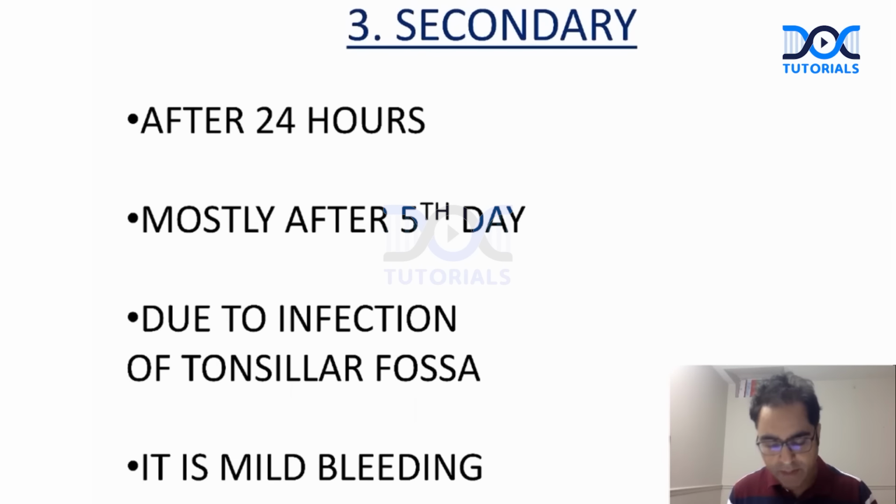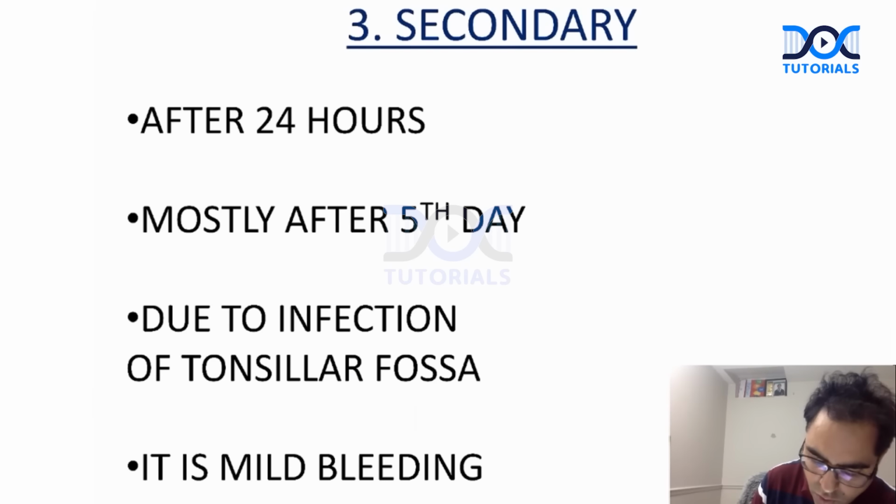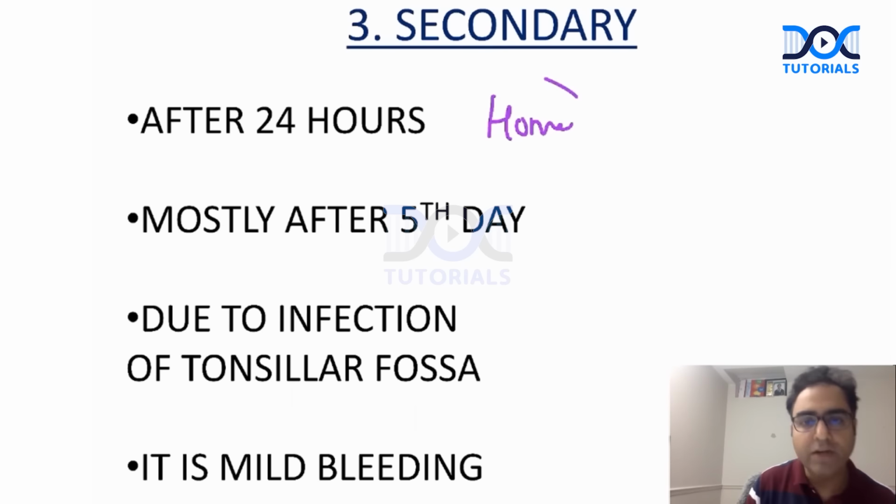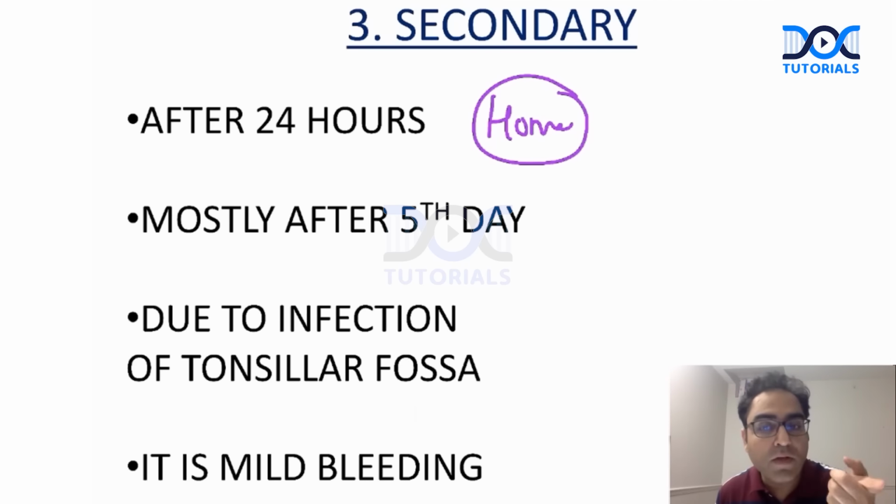Number 3, secondary hemorrhage. It's after 24 hours, mostly after the 5th day of surgery. This is actually a delayed hemorrhage. The patient has gone home, has been discharged. Reactionary hemorrhage was in the ward only. This is after discharge. The story would be like that: the patient has been discharged, and after a few days started bleeding again.